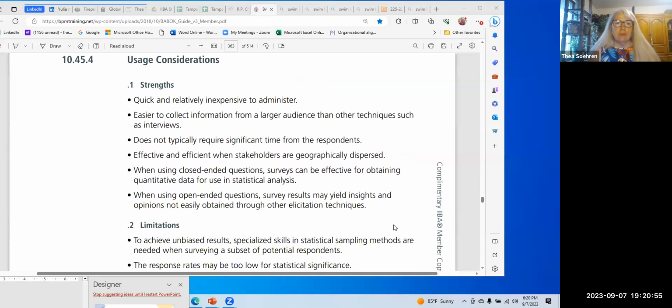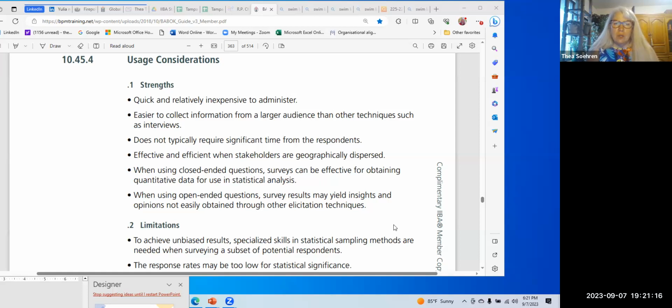Usage considerations. This is quick and relatively inexpensive to administer. It's easier to collect information from larger audiences than other techniques such as interviews. You can't interview people quickly like that. It does not typically require significant time from the respondents. It's effective and efficient when stakeholders are geographically dispersed.